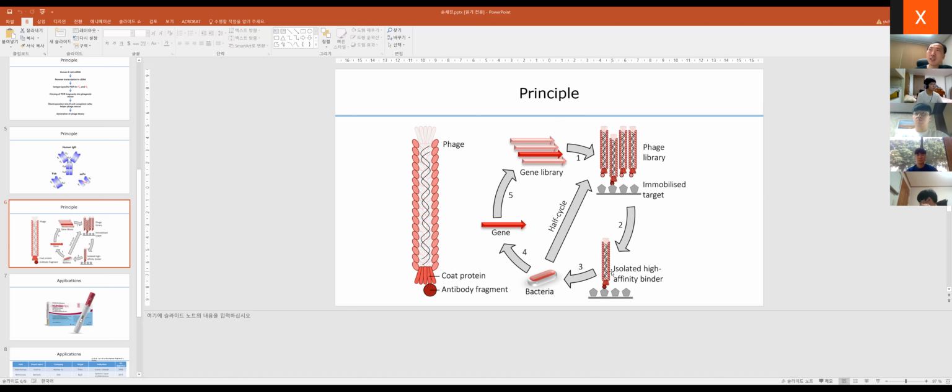Now in this case, you can try maybe the bound 10%, and then second round another 10%. That means maybe best 1%, and next round maybe 0.1%. You can enrich your stronger binder through this pathway. That's one approach. The other approach can be through phage display.